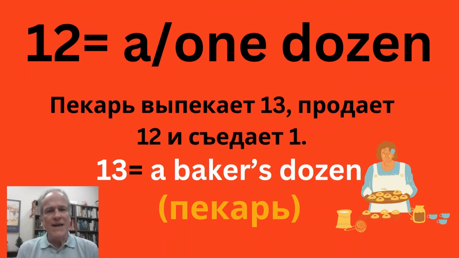All right, last but not least, when we have 12, we say a dozen or 1 dozen, dozen, like cousin, not cousin, right? So a dozen, 1 dozen. And then there's a special expression for if you have 13, that's a baker's dozen. So the idea is the baker cooks 13, eats one, sells 12. So you can use that to say a baker's dozen.